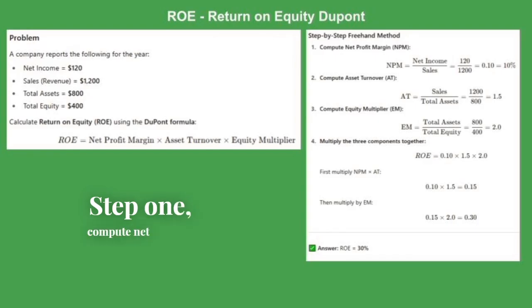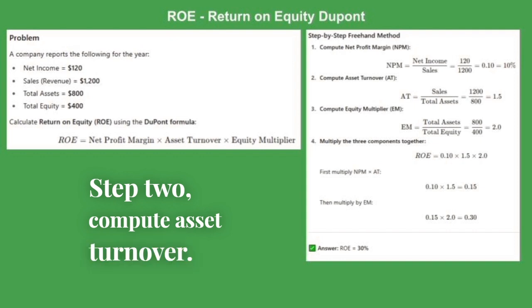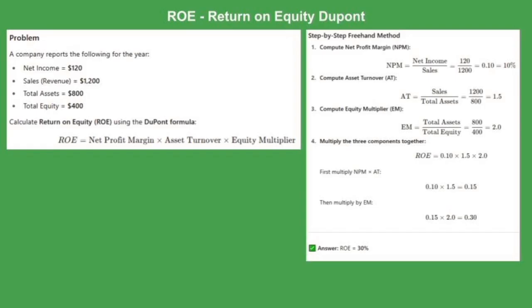Step 1, compute net profit margin. That's net income divided by sales. 120 divided by 1,200 equals 0.10 or 10%. Step 2, compute asset turnover. That's sales divided by total assets.